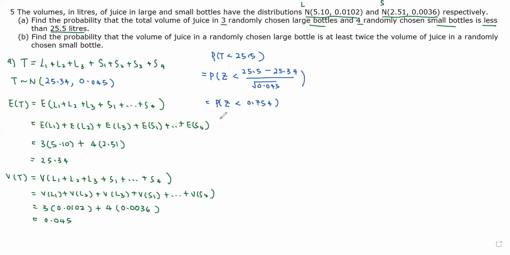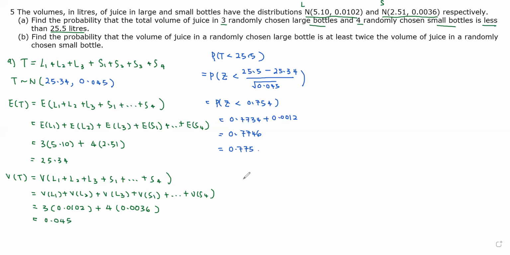We can find this probability directly from the standard normal table. So that will give us 0.7734 plus 0.0012. Because of the 4 here, we need to add the 0.0012. And that will give us 0.7746. To three significant figures, that is 0.775.